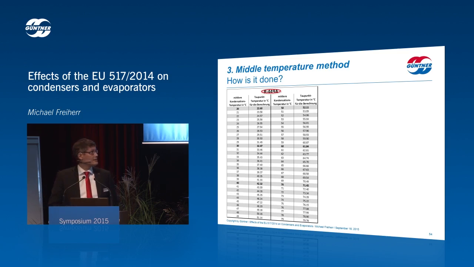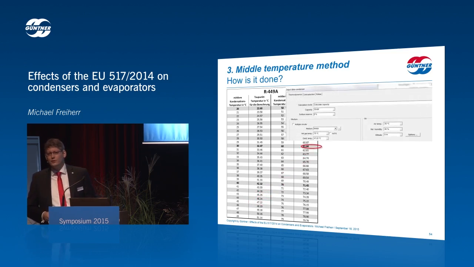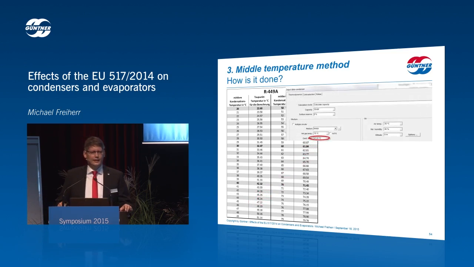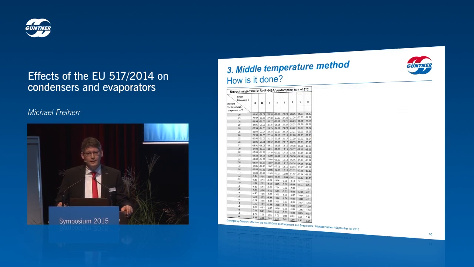This is quite basic for the condenser. You just look up in this table, well, 45 degrees, the mean condensation temperature, and here you read out, well, my dew point temperature is 47.22. With this corrected dew point temperature, you look up your software, you enter this data, and you get the right result.